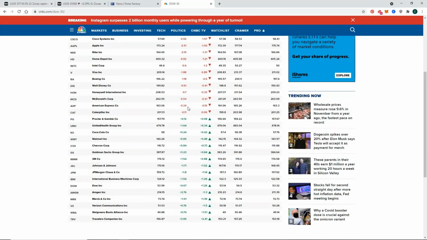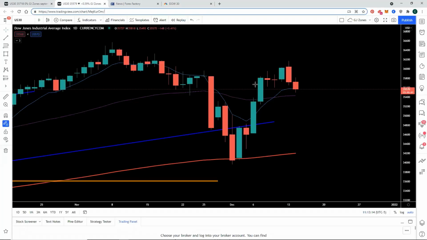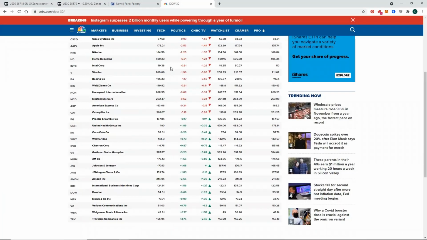So if I'm looking at the chart and I see that there's sells for the day, or it looks like there's a potential sell for the day, and I see on CNBC.com that the majority of the companies are red, then that's giving me more motivation to take the sells.